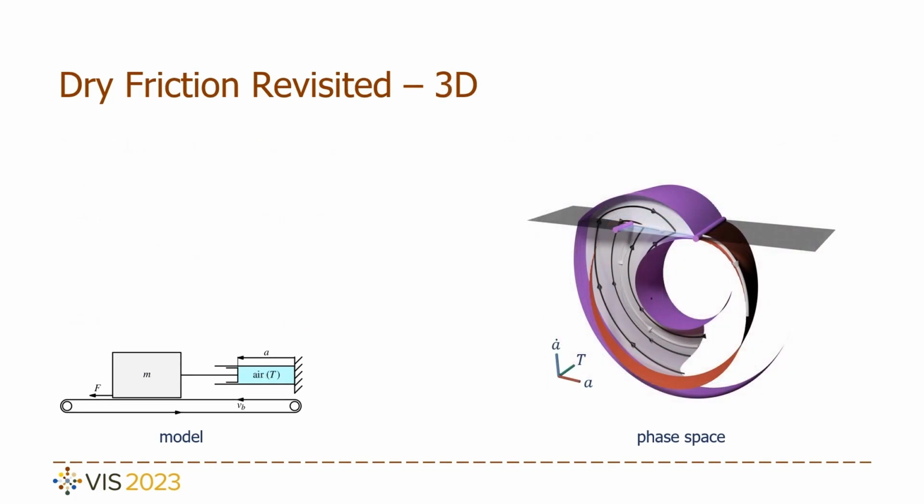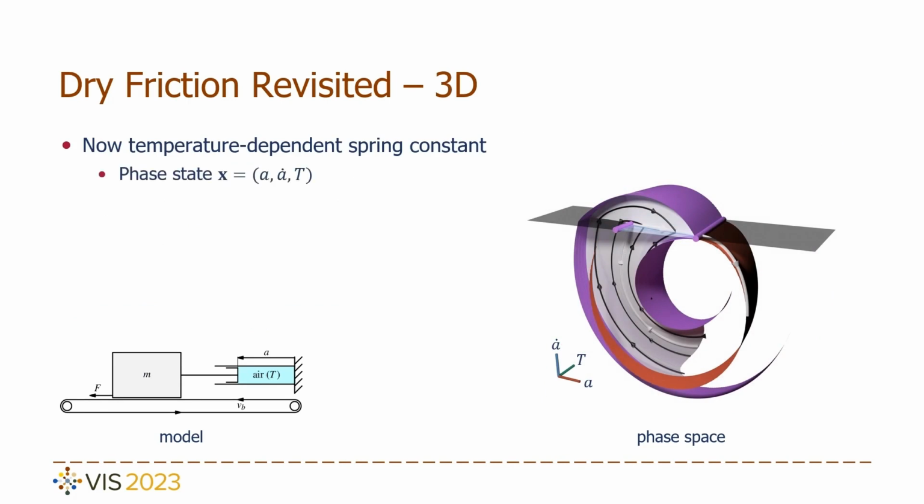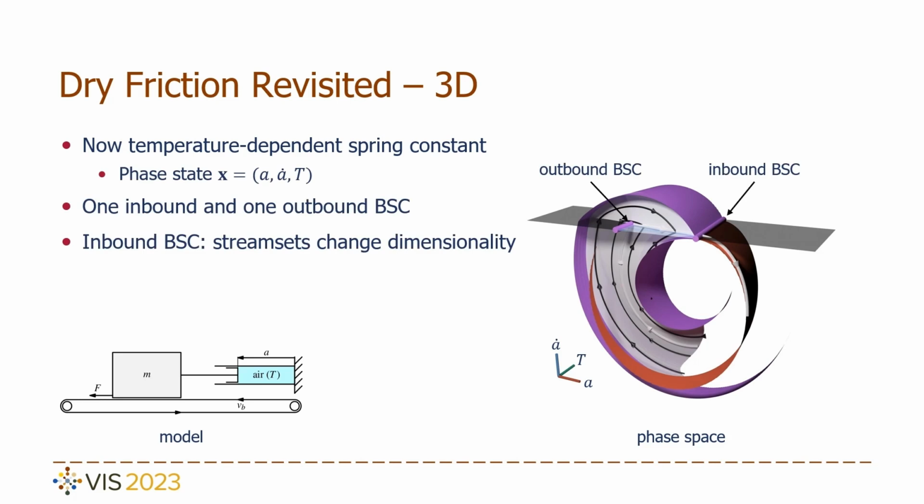We can extend the 2D model to 3D by making the airspring constant temperature dependent. Again, the system has one inbound and one outbound boundary switch curve. The stream set changes dimensionality at the inbound boundary switch curve. Therefore, the stream set consists of the states that result in the same state on the boundary switch curve.